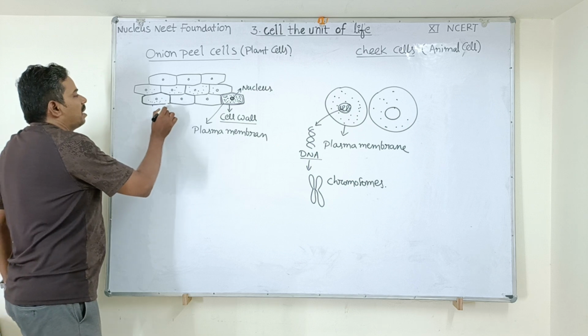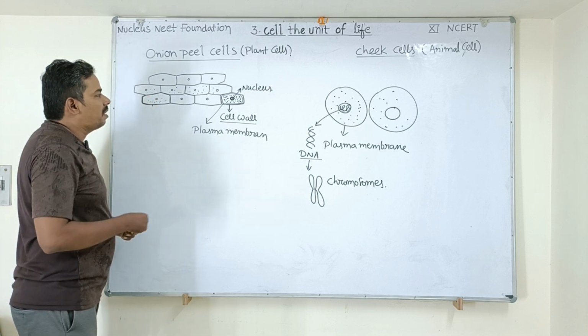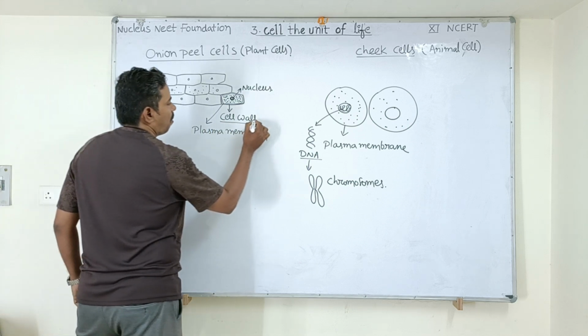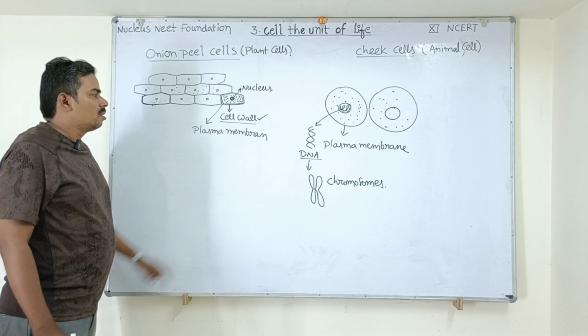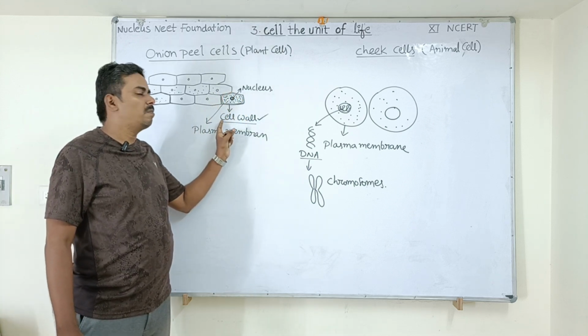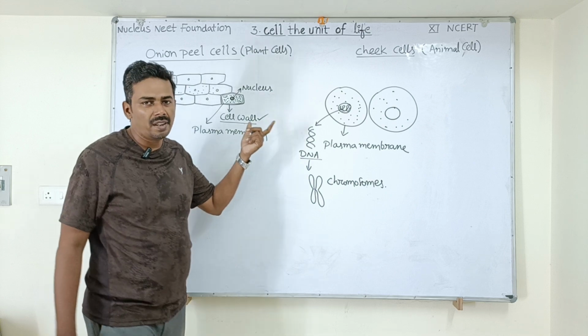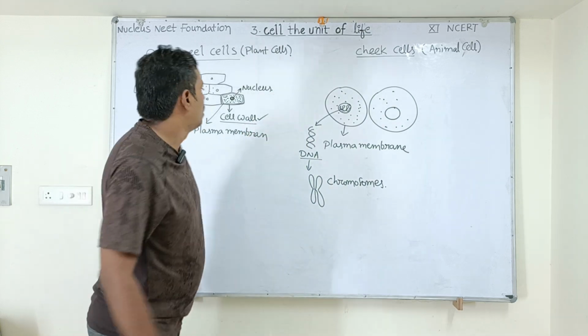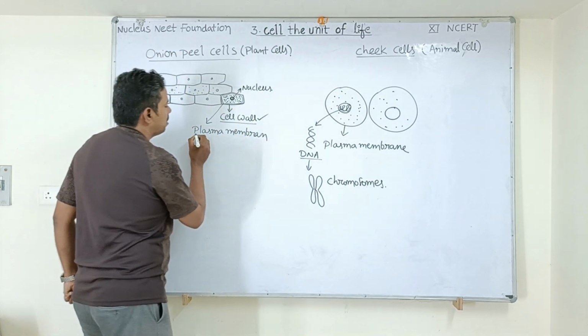The cell is covered by a boundary which is called the cell wall. Every plant cell is covered by a boundary that is nothing but a cell wall. It is made up of a material called cellulose.